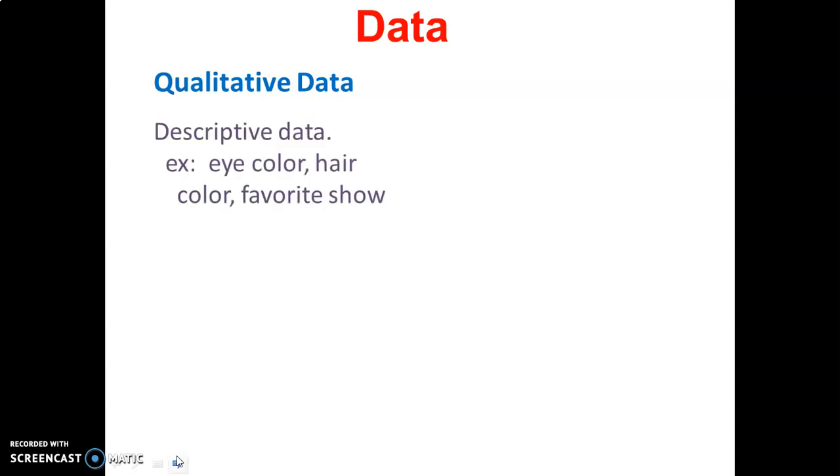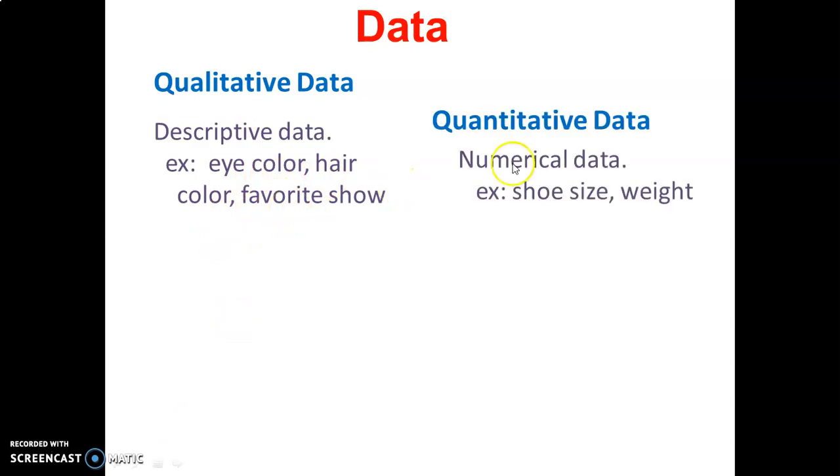All right, a little bit more about data. There's also something known as qualitative data. Bivariate and univariate data can be given these classifications. Qualitative data is descriptive, such as eye color, hair color, favorite TV show, etc. Quantitative data has to do with numerical data. Quantitative comes from quantity. For example, shoe size, weight, these are all things that are measured by numbers.